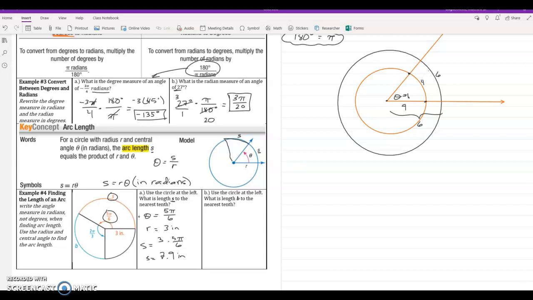Okay, what is the length of B to the nearest tenth? So it's the same process. Theta is equal to 2 pi over 3. My radius doesn't change, so the circle is the same circle, so it's going to be the same radius, 3 inches. Okay, multiply theta times r to get your arc length and round to the nearest tenth.